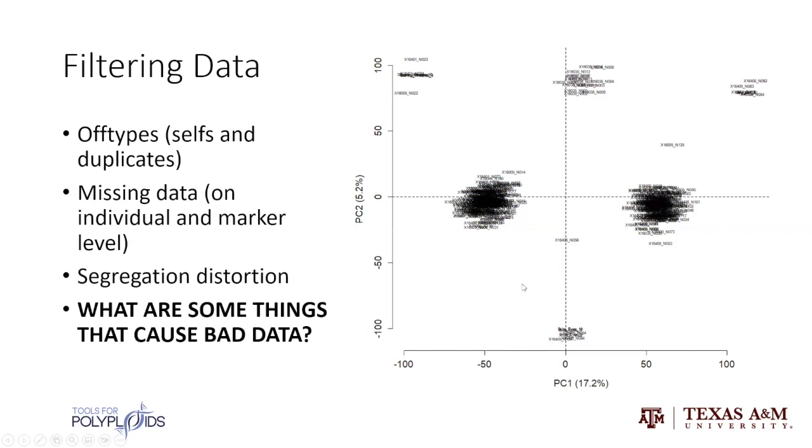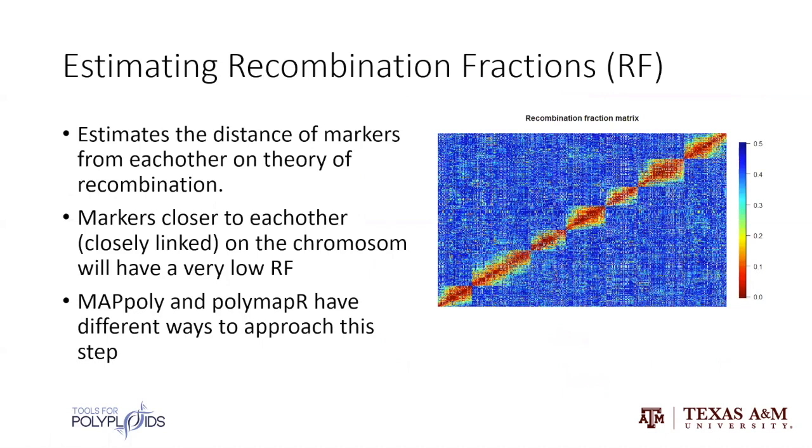Okay, I think that is all the questions we have up to now. So next step: after you filter your data and get rid of a lot of the bad data, you need to estimate the distance, or estimate recombination fractions. The two software in the Tools for Polyploids grant are MAPpoly and PolyMapper, and they take different approaches.